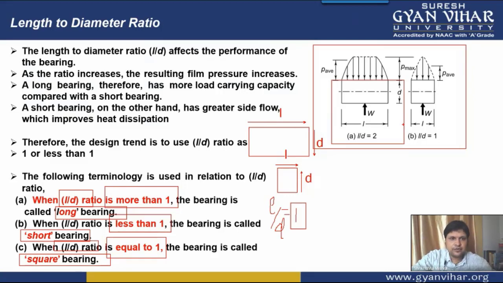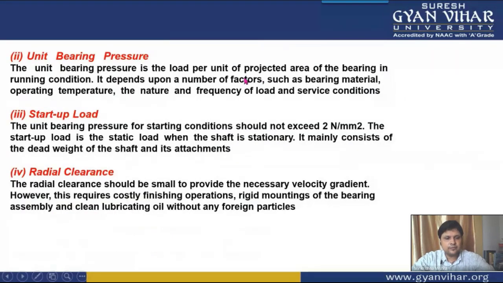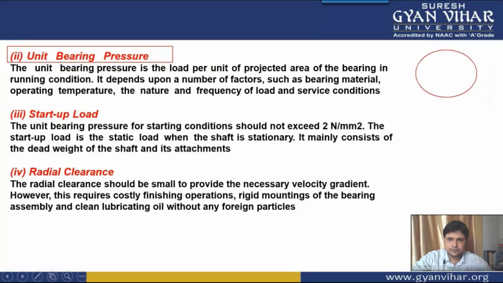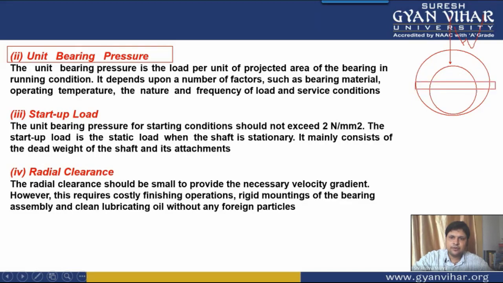Now, moving further, this was length to diameter ratio. Now, let's understand the second important design parameter, that is the unit bearing pressure. As I have already told you, this is basically the load that is acting on the bearing. So bearing pressure will be calculated by this load W divided by the projected area, L into D.